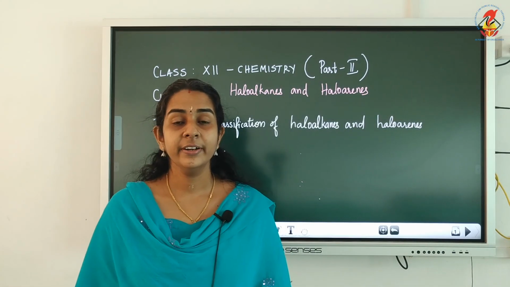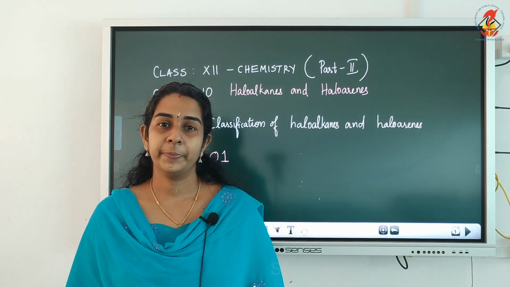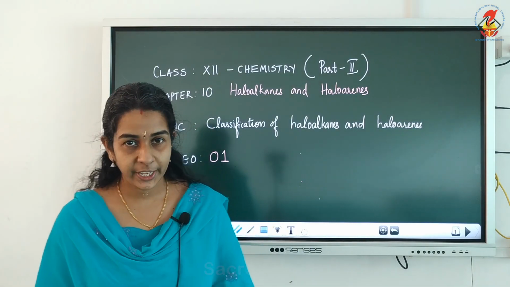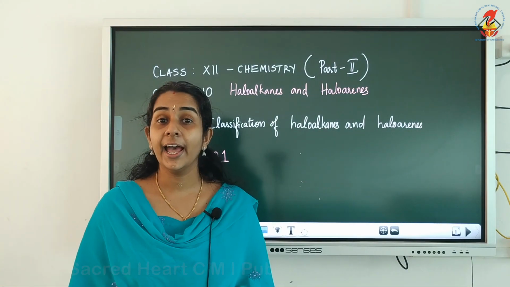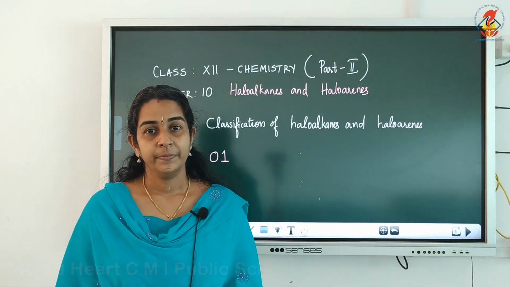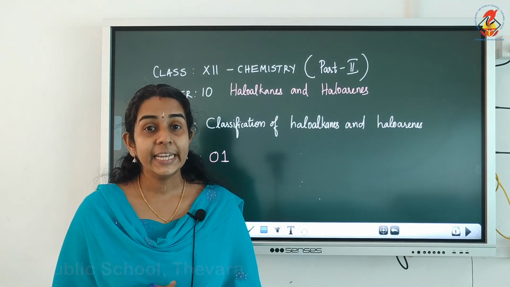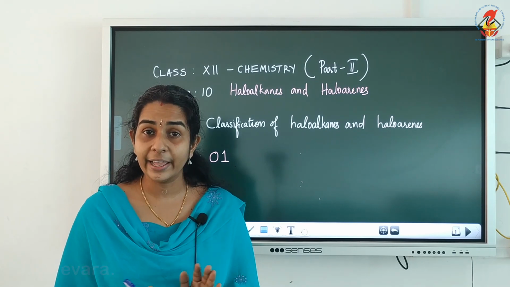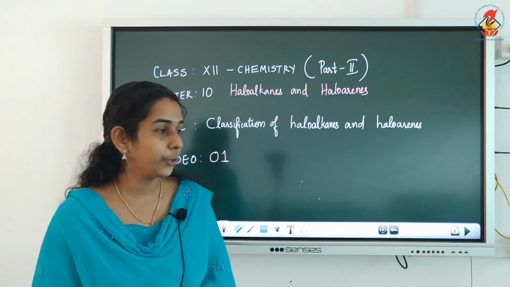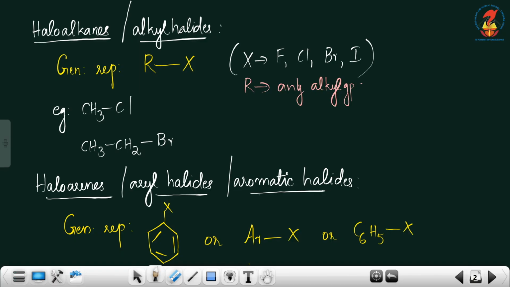Good morning children. Today we are going to start organic chemistry. The first chapter in organic chemistry is haloalkanes and haloarenes. That means in this chapter we are going to deal with halogen compounds, only halogen coming as a functional group. So first we are going to study the classification of haloalkanes and haloarenes.